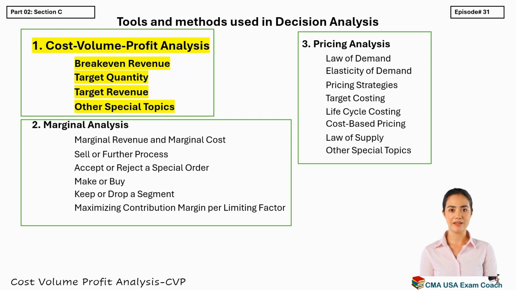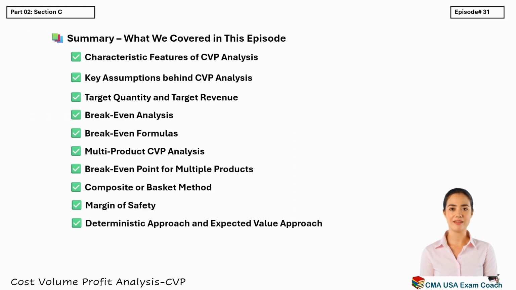Before we wind up this session, let's quickly summarize what we covered in the cost-volume-profit analysis, Part 1 and Part 2 episodes. In CVP Part 1, we started with the basics. We discussed the characteristic features of CVP analysis, understanding what makes this technique useful for decision-making. Then we looked at the key assumptions behind CVP analysis, like constant sales price, fixed cost behavior, and how the model assumes a linear relationship. After that, we moved on to target quantity and target revenue, learning how to calculate the required sales level to achieve a specific profit target.